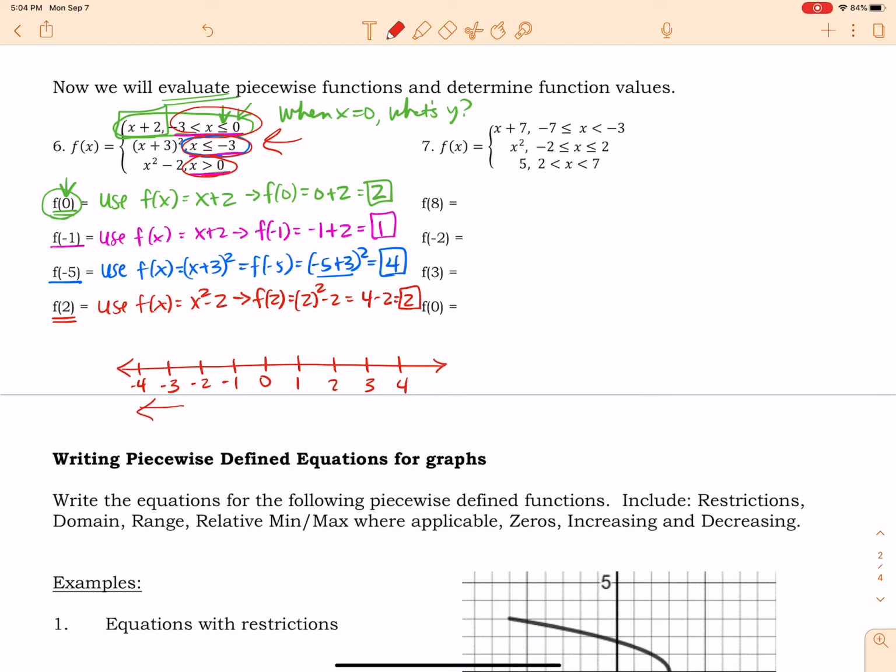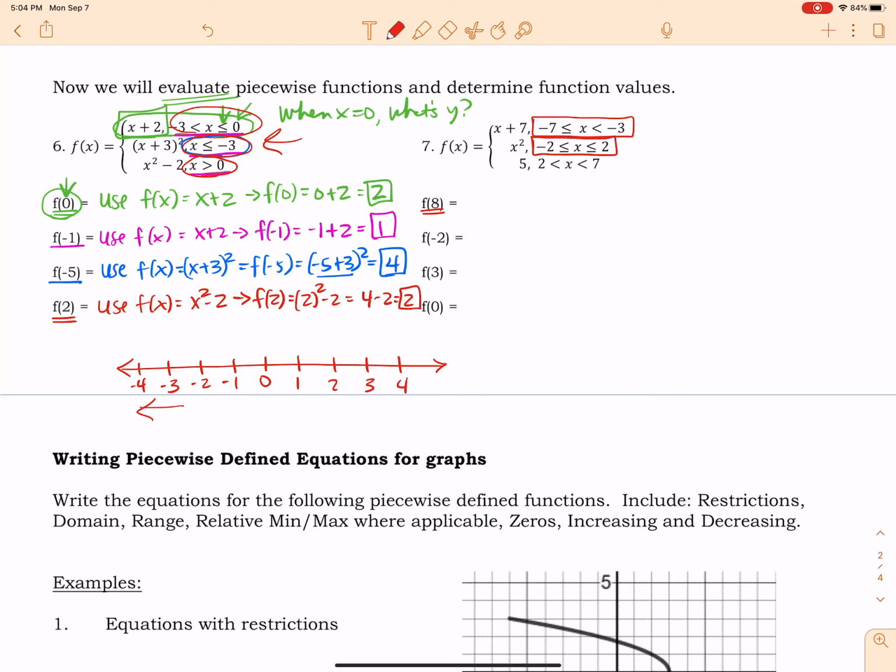Okay, so we're going to do number 7. I'm going to go through it a little bit quicker just because we've already done one of these. All right, the very first one is f of 8. So I'm going to look at all my restrictions. Okay, my very first restriction, x is greater than or equal to -7 and less than -3. Well, 8 is above all of those values, so it's not that one. Okay, let's look at the next one.